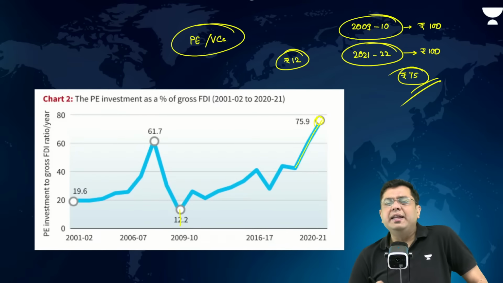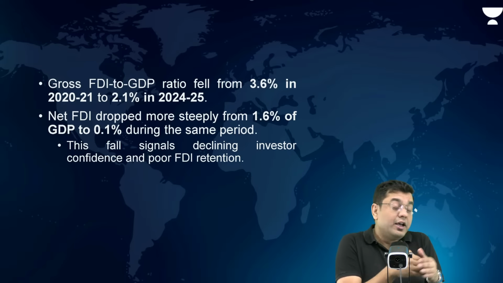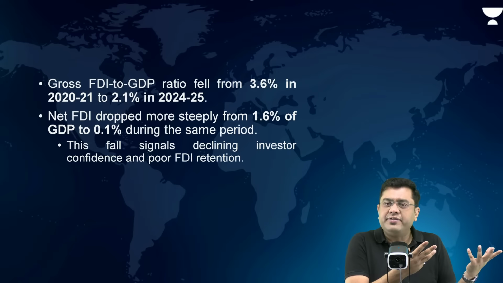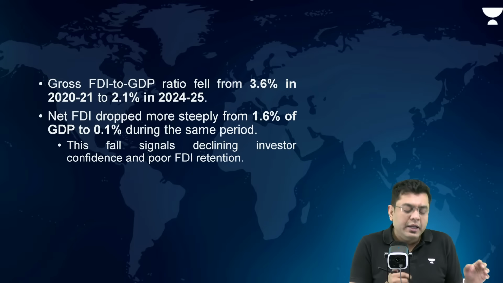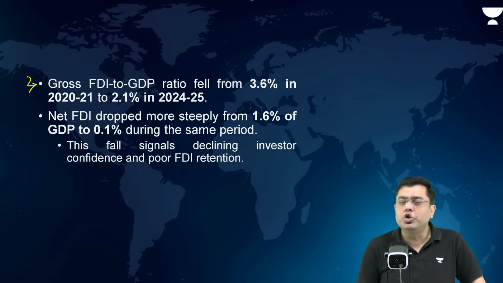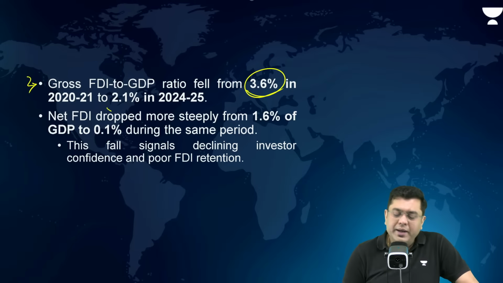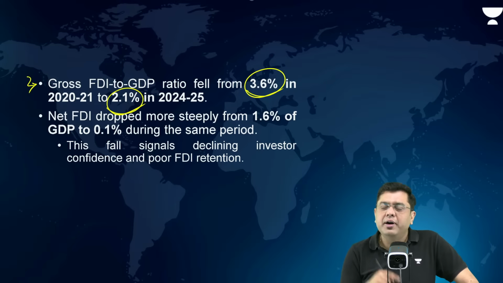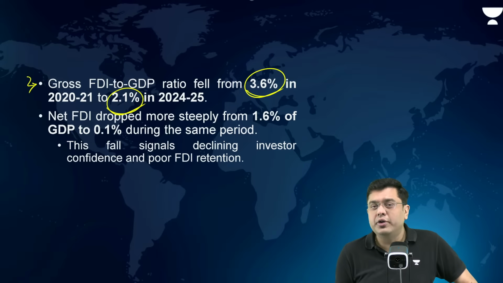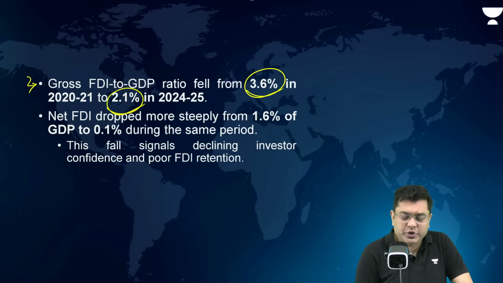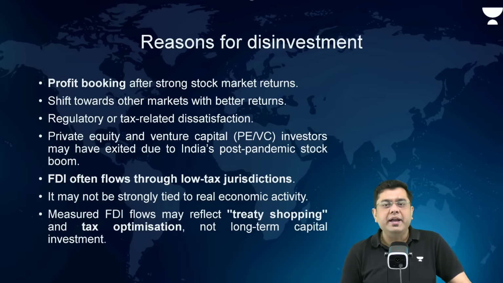Now you have to think that investors will put the money in those areas where the tax is less, the companies are growing. As soon as they get the profit, they take that money out, right? So the gross FDI to GDP ratio has also fallen from 3.6% to 2.1%. The net FDI, however, has dipped more sharply. We have seen it is only around $350 million now as compared to the billions of dollars which used to be. Now, this signals declining investor confidence and poor FDI retention.